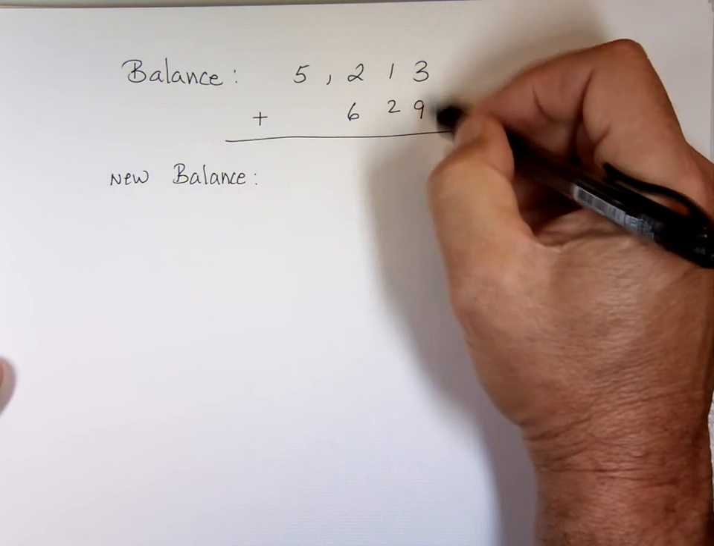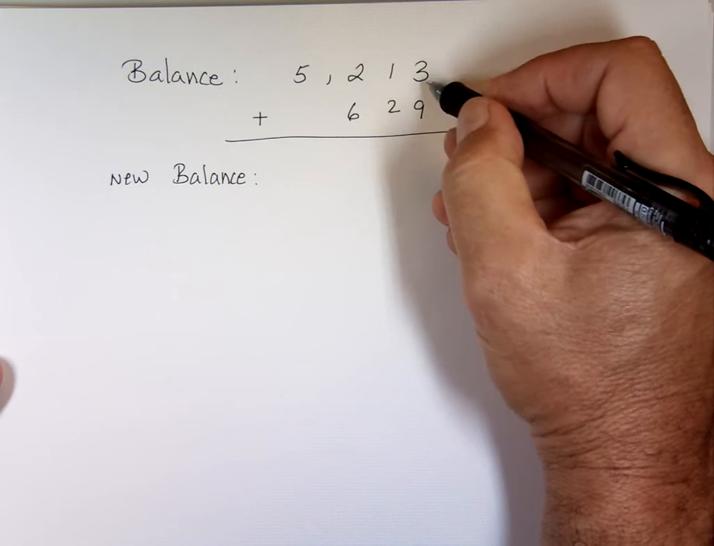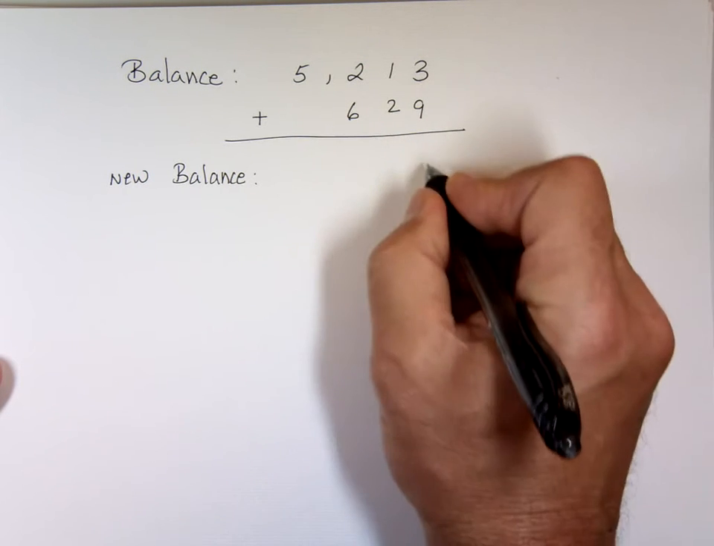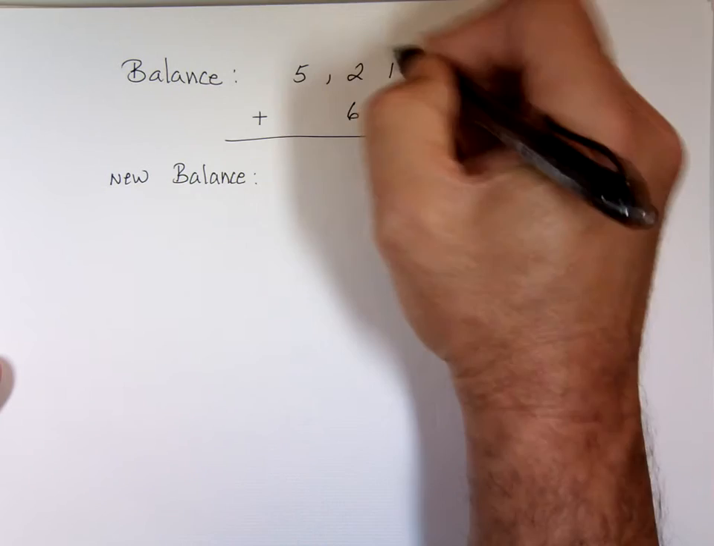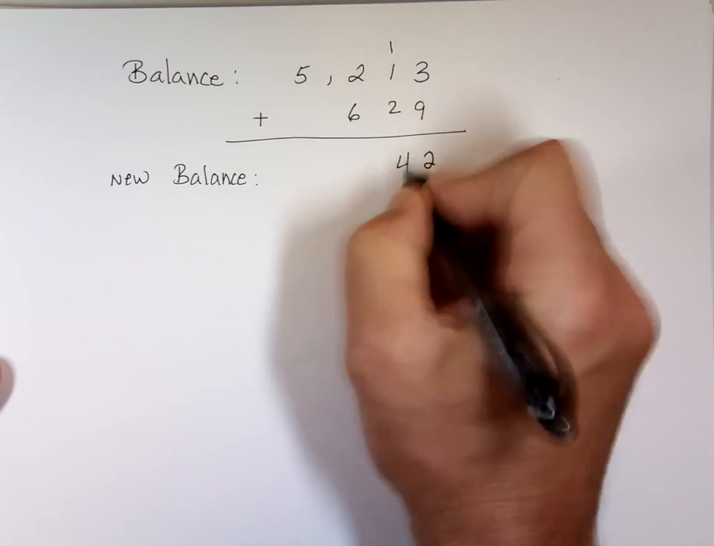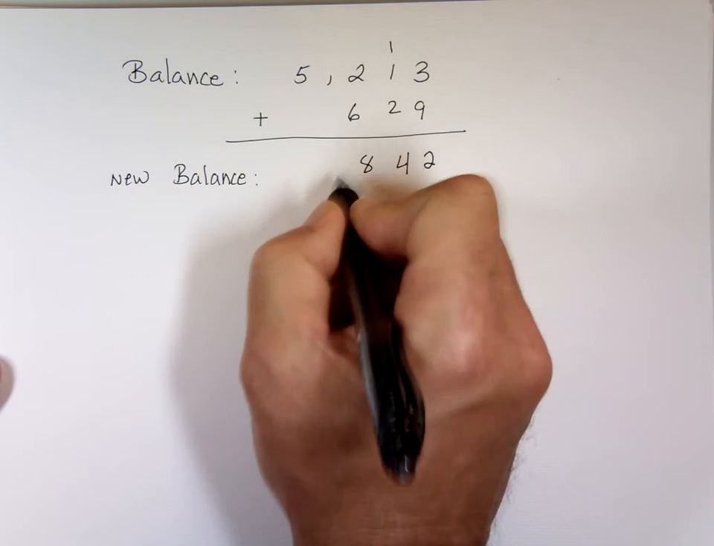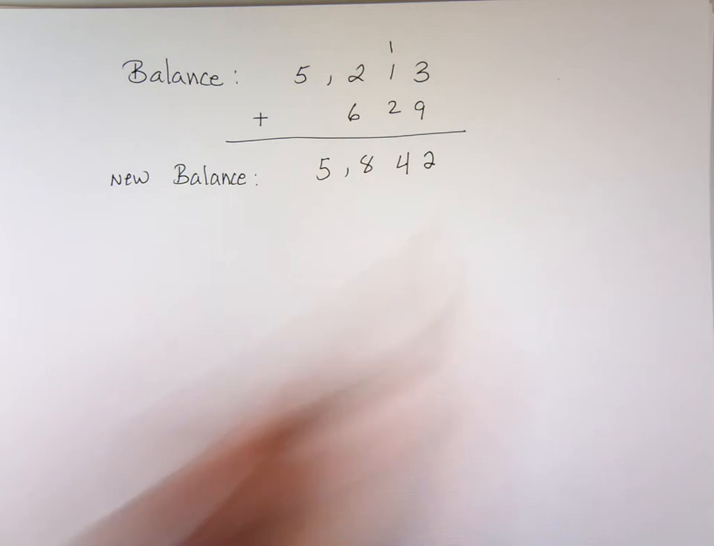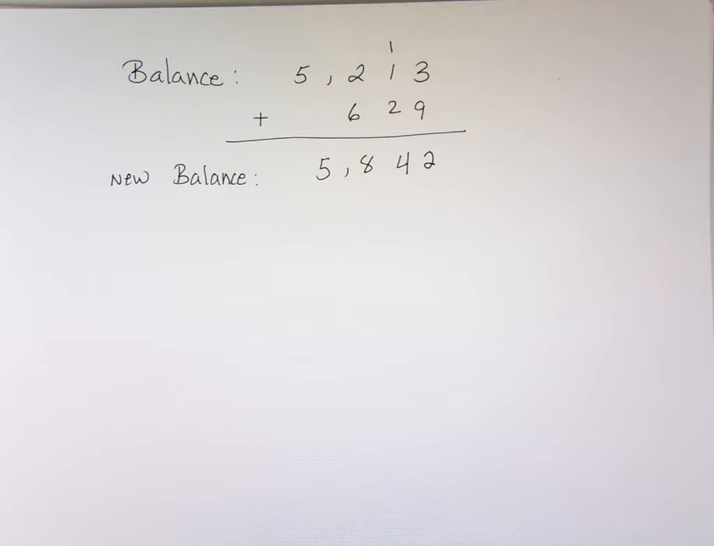Well, let's add this. 3 and 9 is 12. That's more than 10. 2 carry 1. 1 and 1, 2, and 2, 4. 2 and 6, 8. 5 and nothing is 5. Now your balance is $5,842.